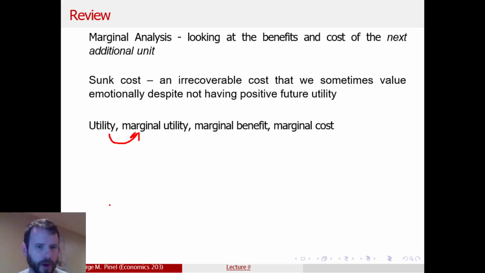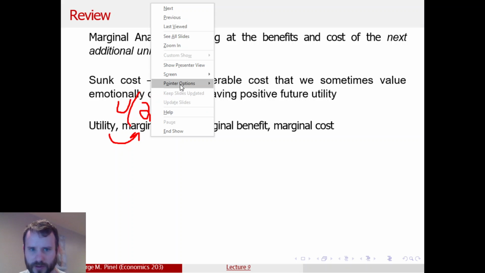But for the purposes of this class, you're just going to take the utility from the second good minus the utility of the first good. And that'll get you the marginal utility of the second good. Okay, or if it's the marginal utility of the third good, you'd take the utility from the third good minus the utility from the second good, et cetera, et cetera.